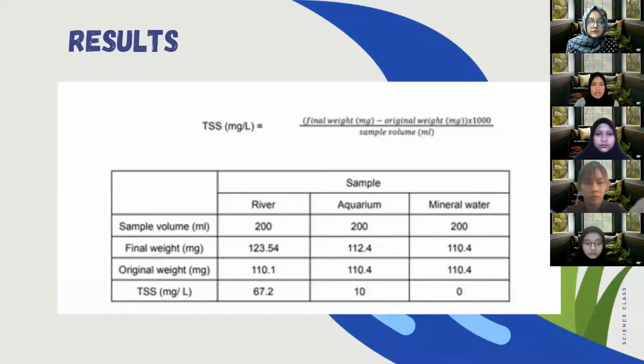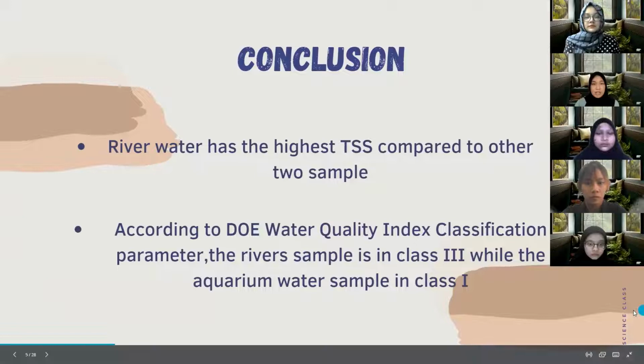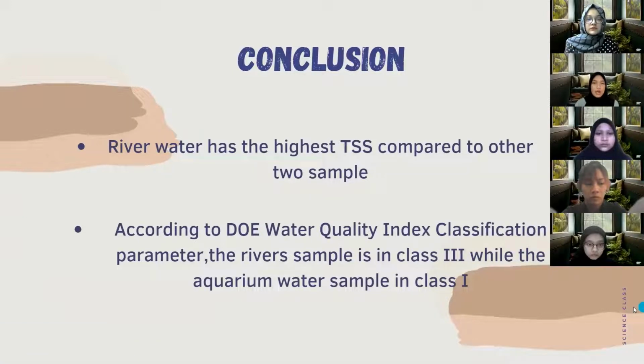As we can see here, for the river water, the total suspended solid obtained is 67.2, while the aquarium sample is 10 and mineral water is 0. Next slide. As we can see from the result, we can conclude that river water has the highest total suspended solid compared to the other 2 samples, while mineral water recorded the lowest to none value of the total suspended solid.